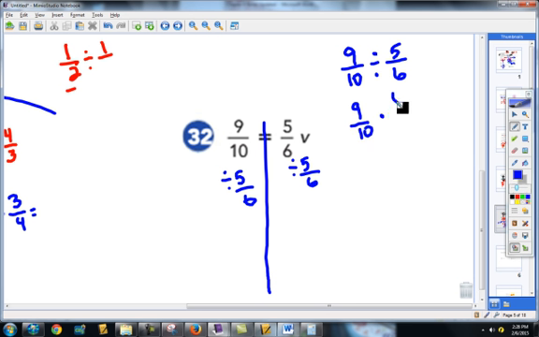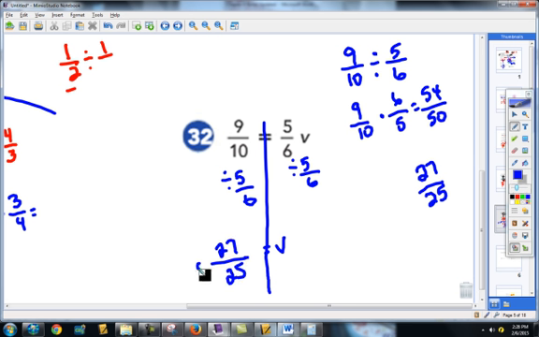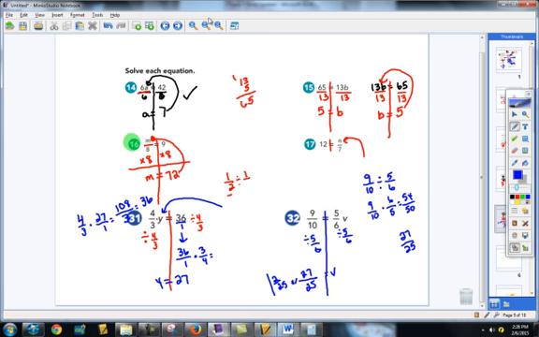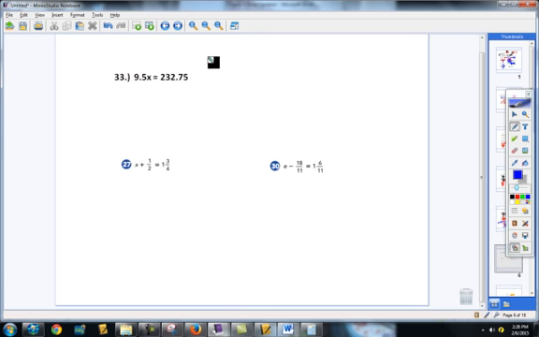9/10 times 6/5. It's going to be 54/50, which I know is divisible by 2 to make 27/25. That would be your answer. So it would be V equals 27/25, or you could leave it as 1 and 2/25. Either way, you could convert it to a mixed number, but the process does not change.